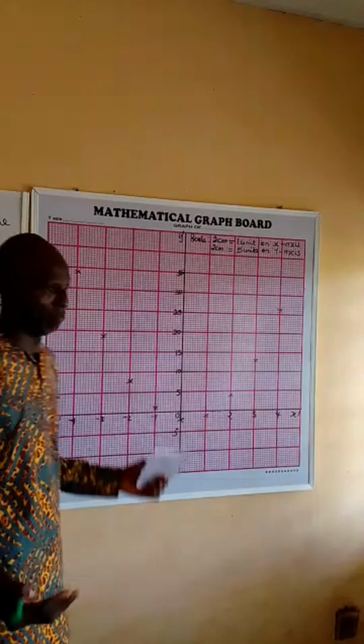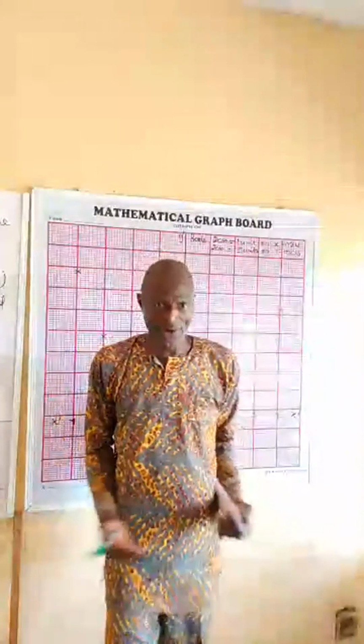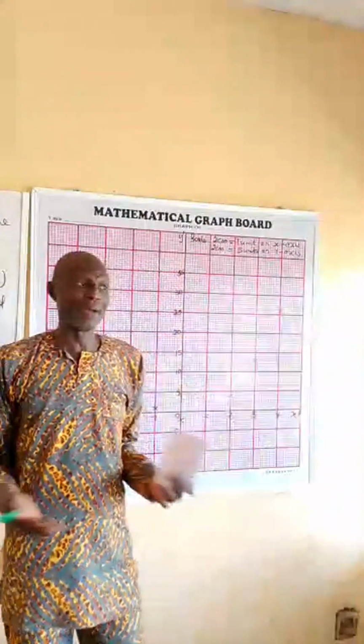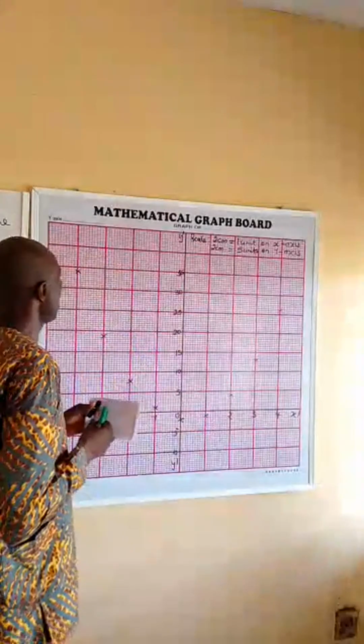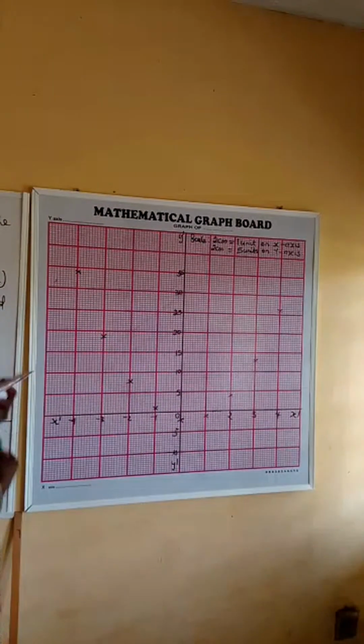You can use a broom to draw your graph. You have an apparatus to draw it. But right from my SS1, I don't know how to use those things. So I use my free hand.